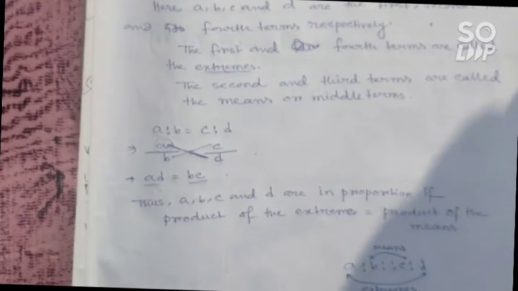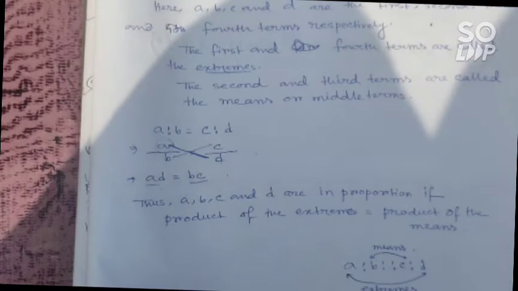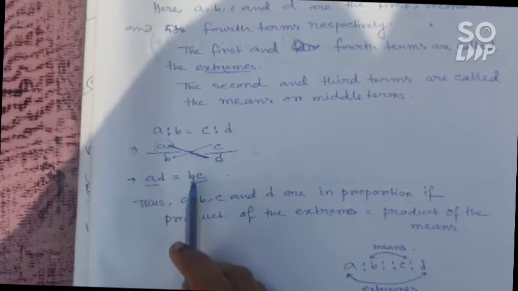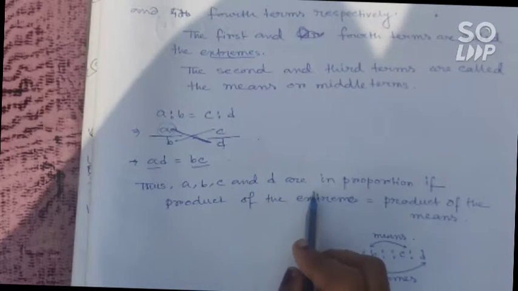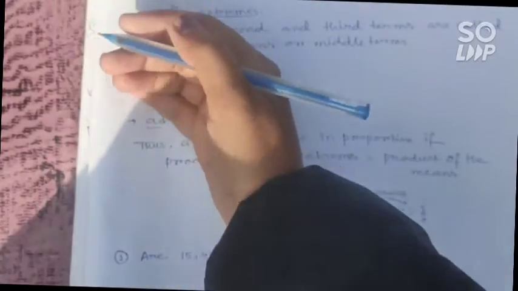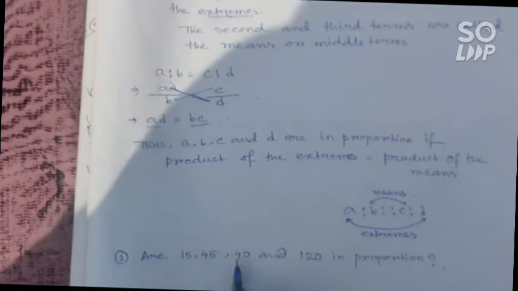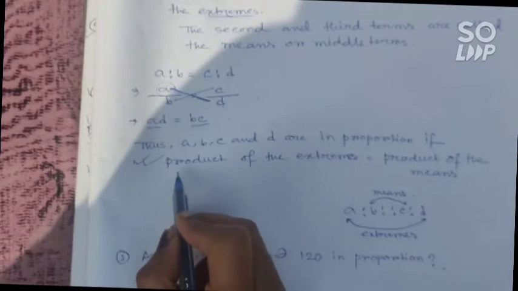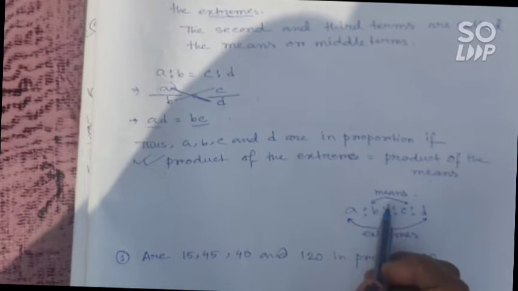so this relation can also be obtained from the proportion. So four numbers will be in proportion if the product of the first term and fourth term equals the product of the second term and third term. That is, A, B, C, D are in proportion if the product of the extremes equals the product of the means. This is also a condition of proportion.